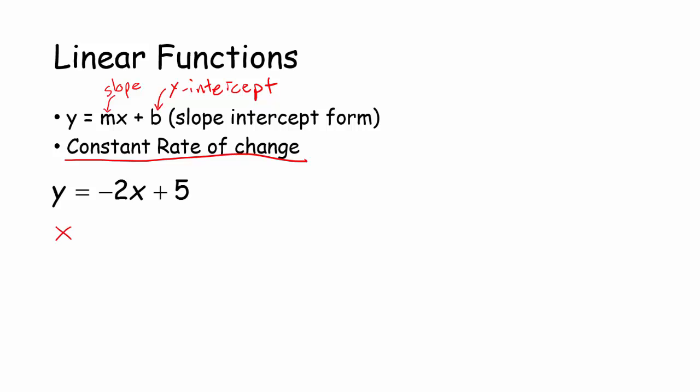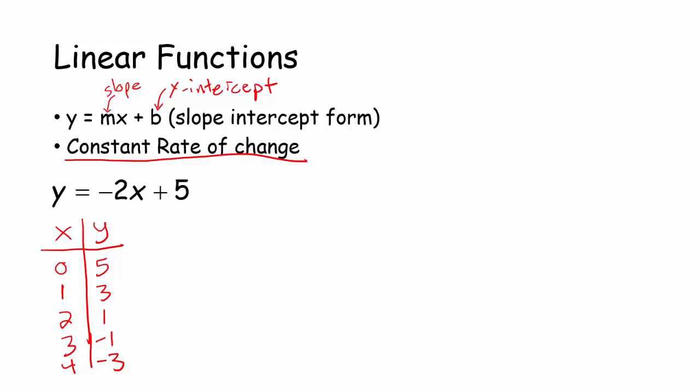Let's make a table for this function and pick a couple of values of x and get some values for y. So if x is 0, y is 5. If x is 1, negative 2 times 1 plus 5, that's 3. If x is 2, y will be 1. If x is 3, y will be negative 1. If x is 4, y will be negative 3.